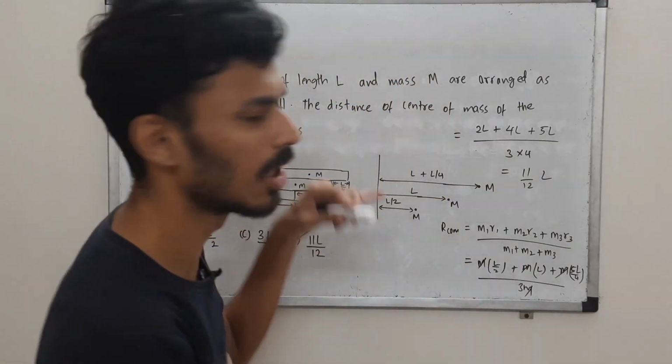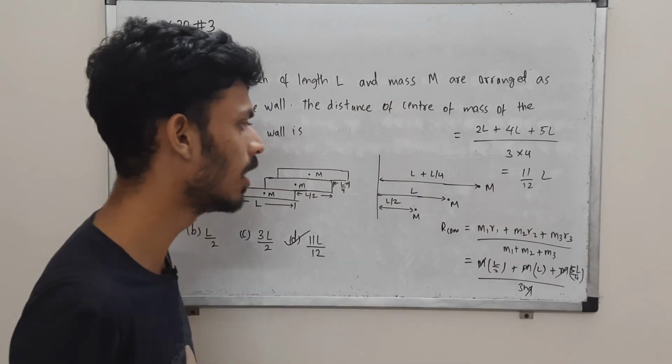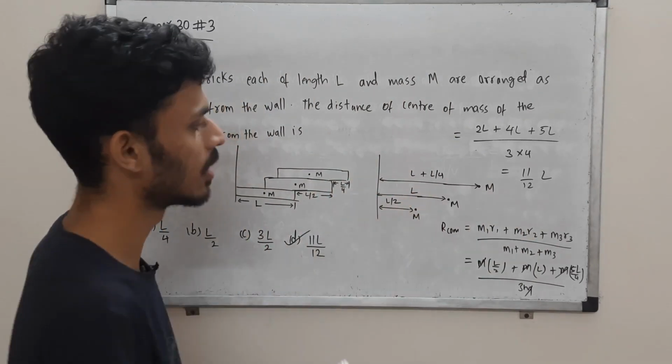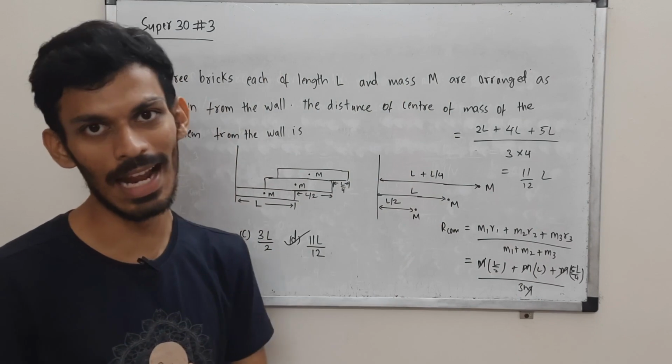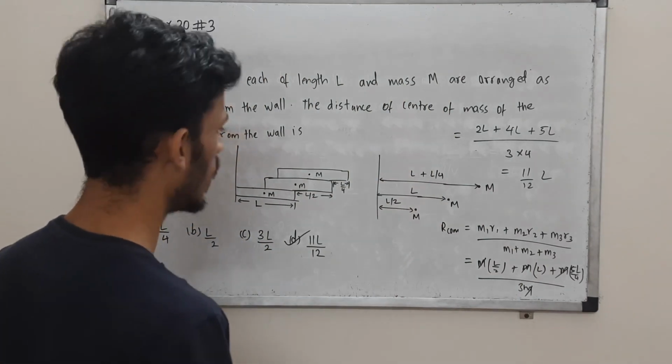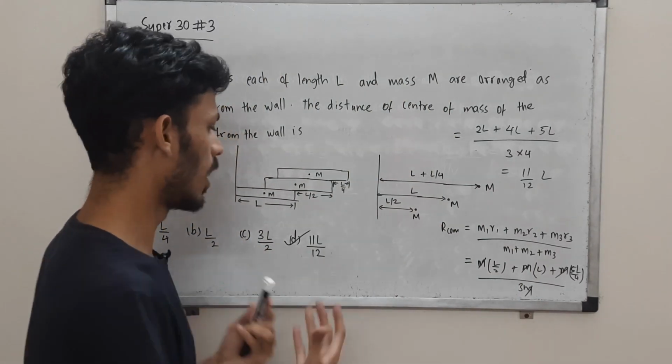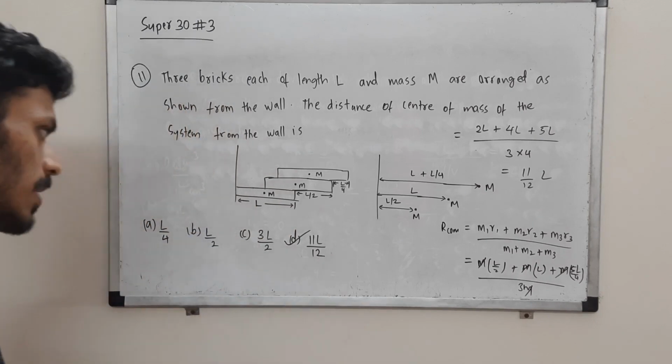We are not talking about the width, we are only talking about the length. Of course, if the width was given, we could also calculate in that direction, okay? But that is not the point over here. Our answer is 11 by 12 times L.